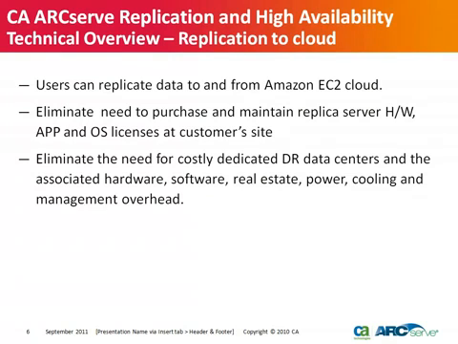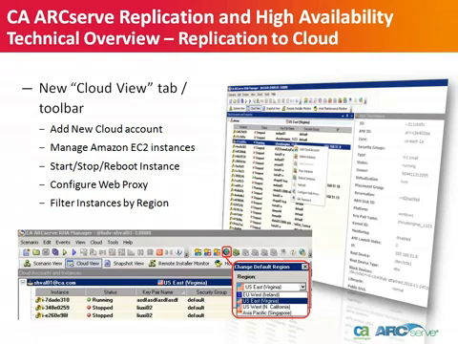Replication to the cloud is a new feature which allows customers to replicate data assets to and from the Amazon EC2 cloud. This eliminates the need for purchasing and maintaining costly dedicated DR data centers. The Replication to the Cloud feature delivers a new Cloud View tab into the CA ARCserve RHA user interface. The Cloud View allows basic EC2 management and monitoring functions to be performed directly from the Replication and High Availability Manager.